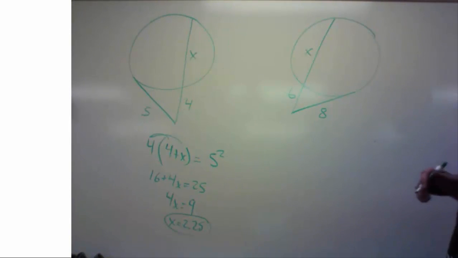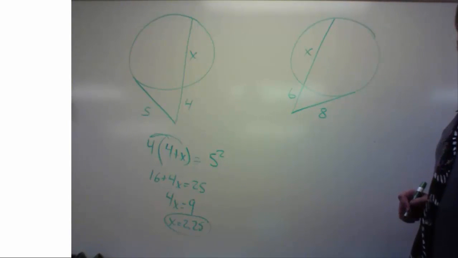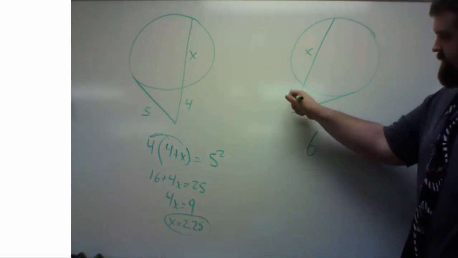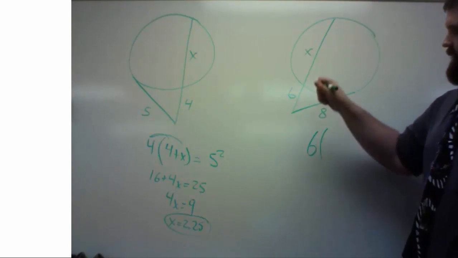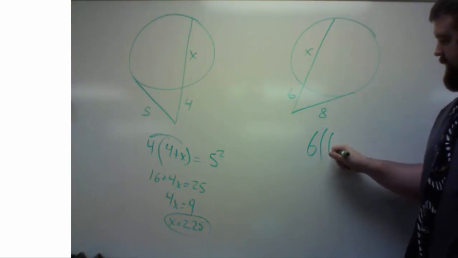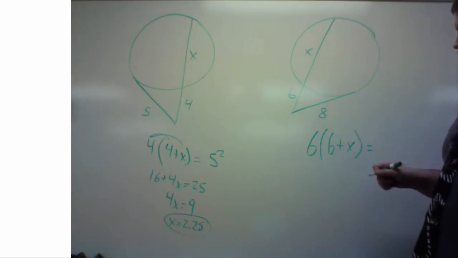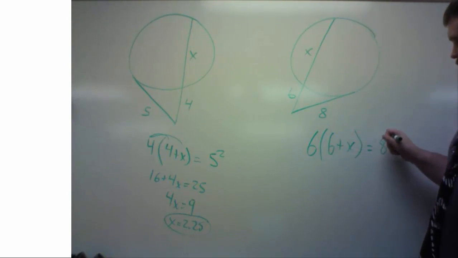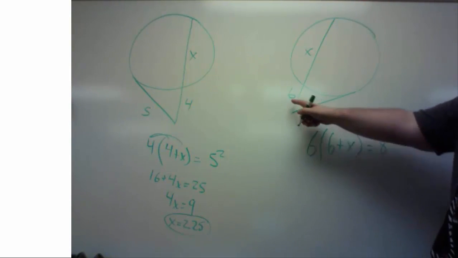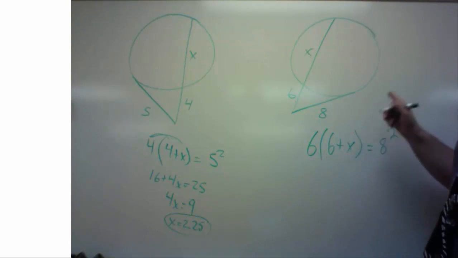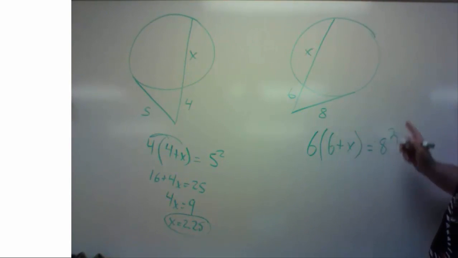Try setting up this one on your own. If you did it correctly, you took the external part, 6, and you multiplied it by the external plus the chord itself, 6 plus x. So the full length is 6 plus x. You set it equal to the tangent segment squared, so 8 squared. External times full, 6 plus x, equals tangent segment squared, 8 squared.